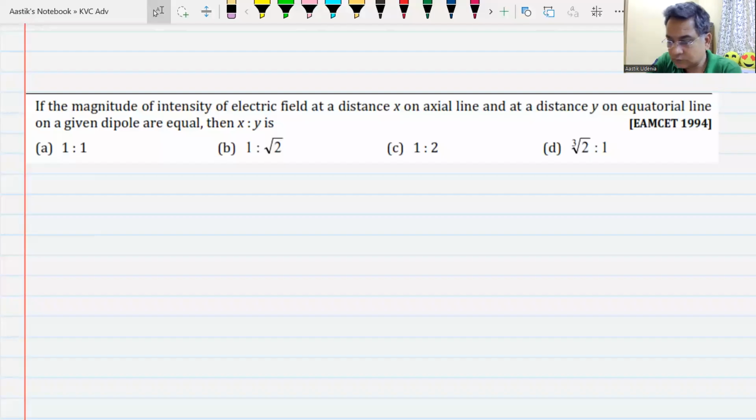And this is the next question. If the magnitude of intensity of electric field at a point X on the axial line and at a distance Y on the equatorial line for a given dipole are equal, what is the ratio of X to Y? This question could be made for an electric dipole, it could be made for a bar magnet. The question remains the same. The answer is 1:2.